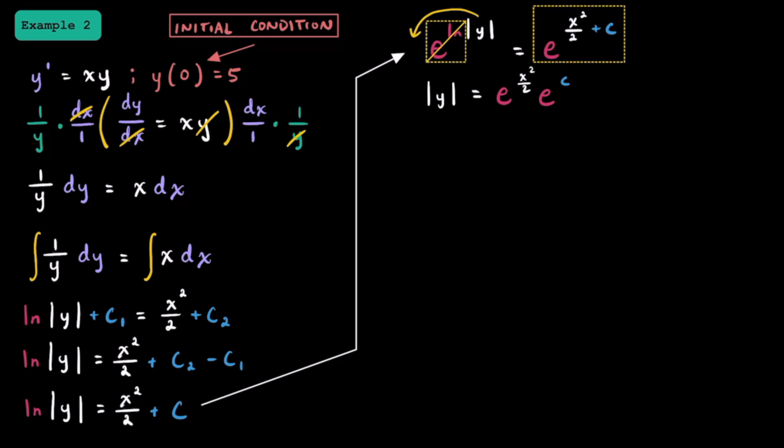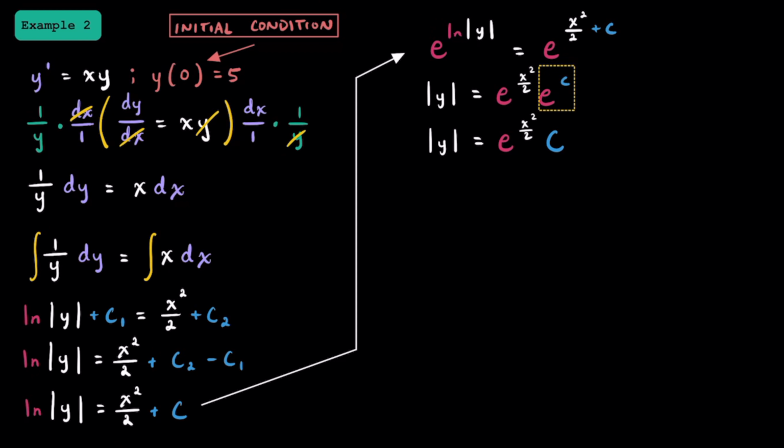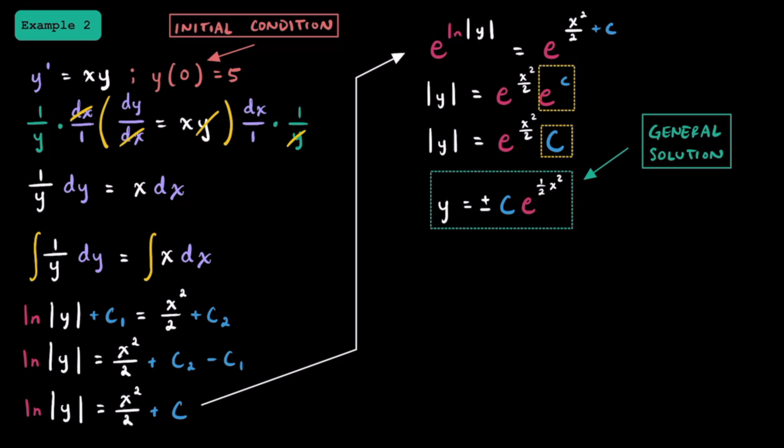Using our product rule of exponents, we can rewrite this e to the x squared over 2 plus c as two different powers, both with base e. Since e is just a constant of about 2.718, we can simplify a constant raised to another constant as just a general constant of c. Just rearranging the right side to put our constant in front and dropping the absolute value on the left, we can write y is equal to plus or minus c times e to the 1/2 x squared. That's our general solution. Keep in mind that we need the plus or minus on the right side since we had an absolute value. Now that we have our general solution, let's use this initial condition to find our constant.